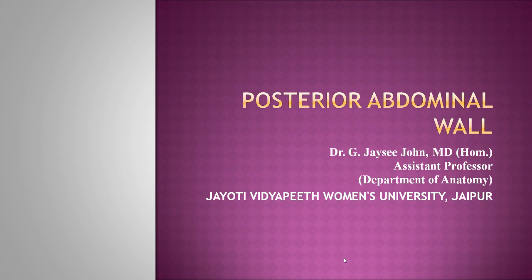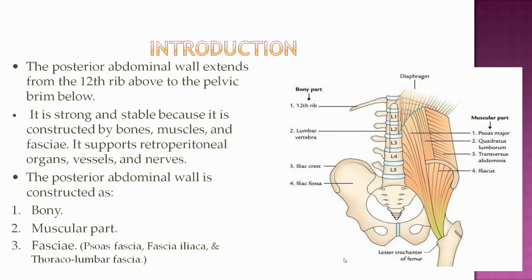Today we will discuss anatomy of the posterior abdominal wall. The posterior abdominal wall extends from the 12th rib above to the pelvic rim below. It is strong and stable because it is constructed by bones, muscles, and fascia. It supports retroperitoneal organs, vessels, and nerves. The posterior abdominal wall is constructed as bony and muscular part and fascia, that is psoas fascia, fascia iliaca, and thoracolumbar fascia.